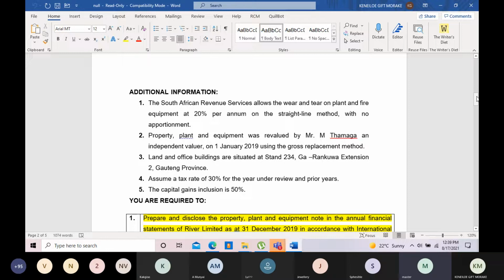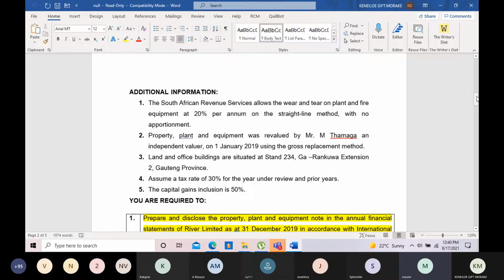With no apportionment. It means that you don't have to take the number of months into account when dealing with the wear-and-tear. That is why they said with no apportionment. You just take the cost price, you apply the percentage of the wear-and-tear, and then you're going to get the correct amount of the wear-and-tear. Let's say that the asset was purchased during the year, meaning let's say it has 6 months. You do not calculate the number of months. You just take the cost, then you apply the percentage of wear-and-tear, just like that. So that's what I was trying to clarify here.